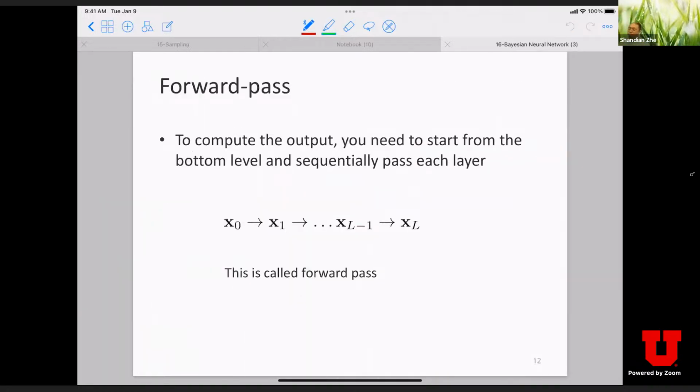If you want to compute the prediction of the output, we need to sequentially compute the output of every layer, starting from X0. X0, the input or feature vector, naturally serves as the output of the zeroth layer. Then you use that to compute the output of the first layer, and then the second layer, until the last layer. This procedure is called a forward pass.